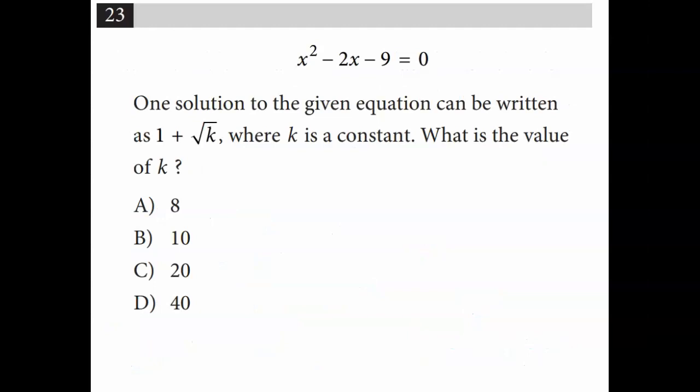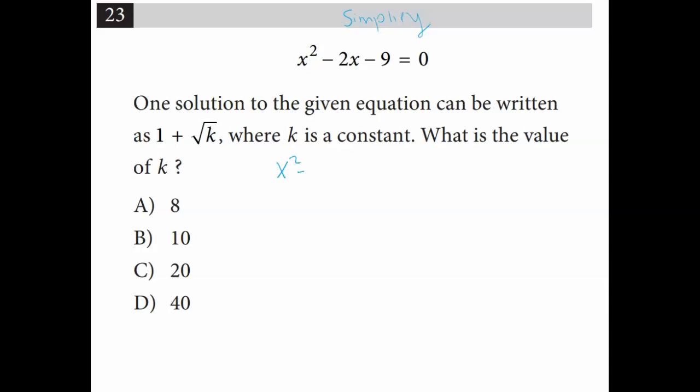All right, number 23. One solution to the given equation can be written as 1 plus the square root of k, where k is a constant. What is the value of k? All right, so immediately looking at this, I think it's a simplified problem. And so I like to rewrite the equation.